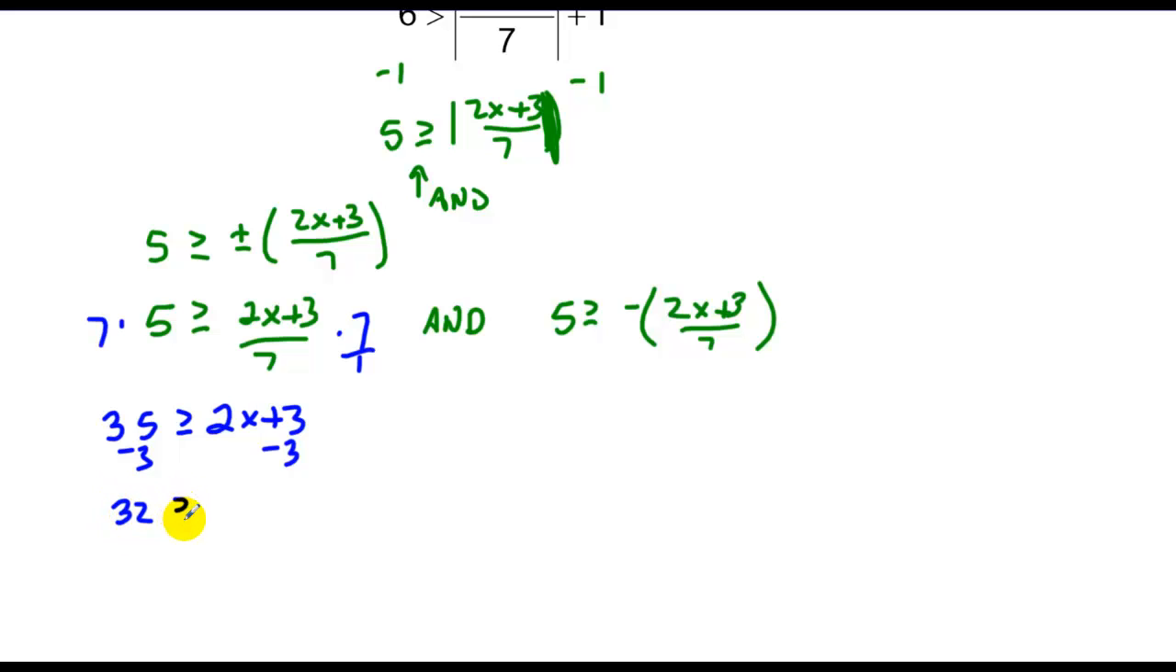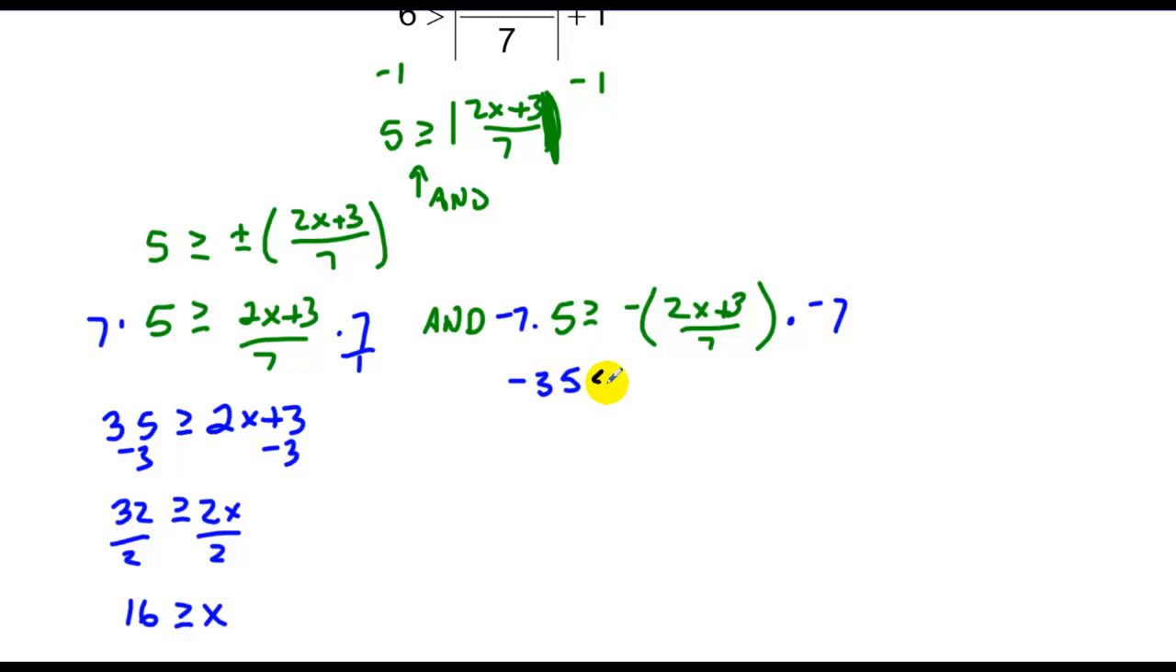32, divide by 2, get 16 greater than or equal to x. Then in this case, I'm going to multiply both sides by a negative 7. Negative times a negative will go to a positive, and these 7's reduce. So this gives me a negative 35.